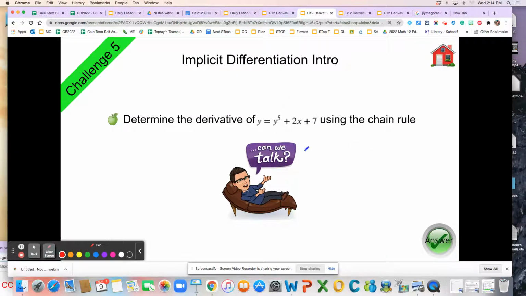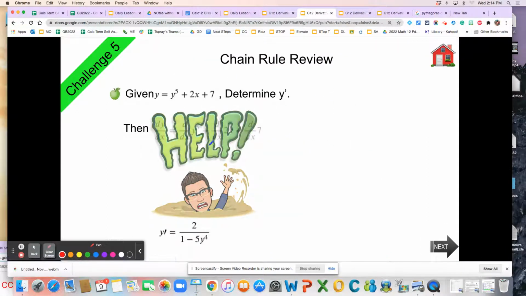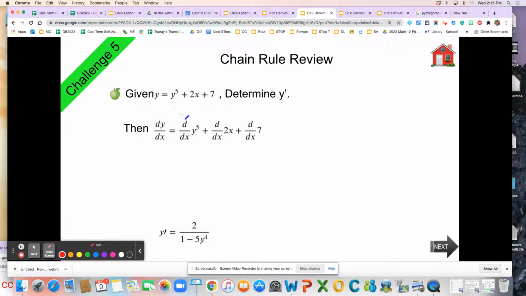Let's look at this guy right here. So what's the derivative of that? Well, I'm going to just talk you through it. The derivative of this is, I don't like this notation, so I'm going to write this as y prime equals 5y to the power 4 multiplied by y prime plus the derivative of 2x is 2, and the derivative of 7 is 0. I'm going to clear that.